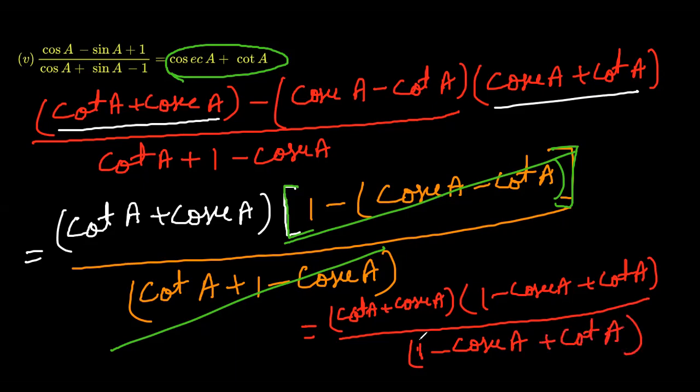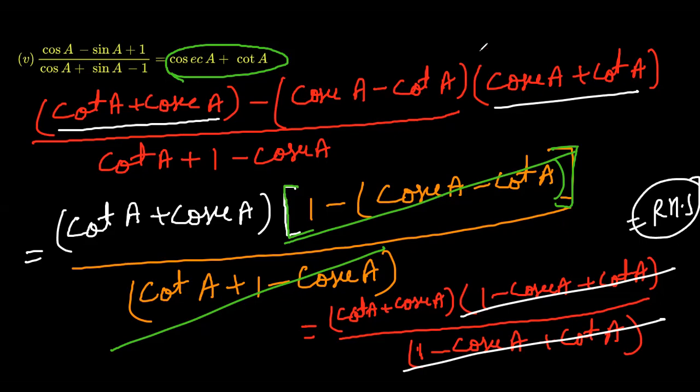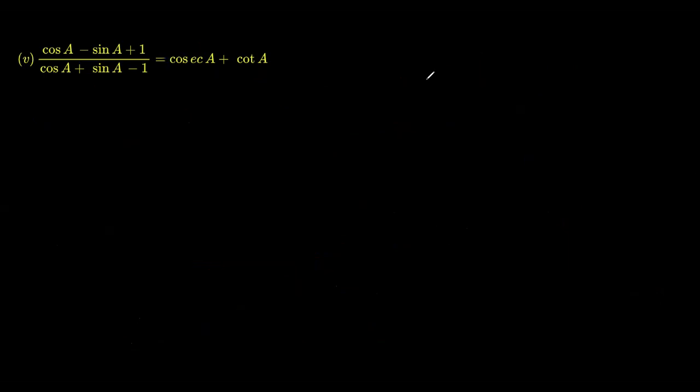What I mean to say is when you write it like this, you can show that this factor over here is the same and gets cancelled, and your right hand side is cot A plus cosec A. So which is equal to right hand side. So right hand side and left hand side are equal, and this part is also proved.